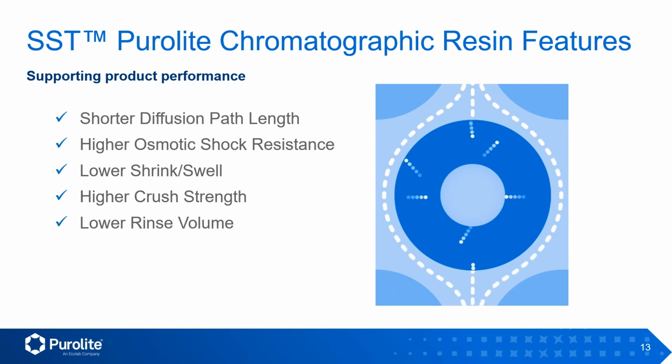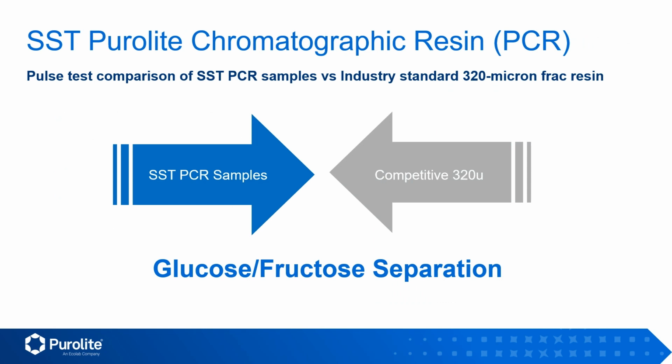We expected that the SST features a short diffusion path length, higher osmotic shock resistance, lower shrink swell, higher crush strength, and lower rinse volume should result in improved chromatographic separation performance. To prove out our expectations, we started by running pulse test comparisons in fructose enrichment against the most commonly used 320 micron separation resin in the industry.